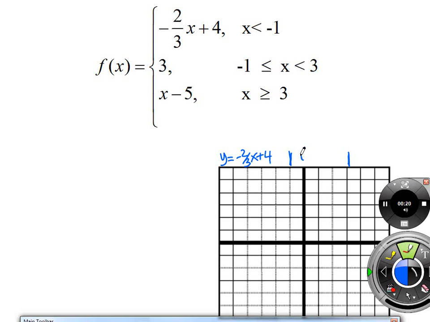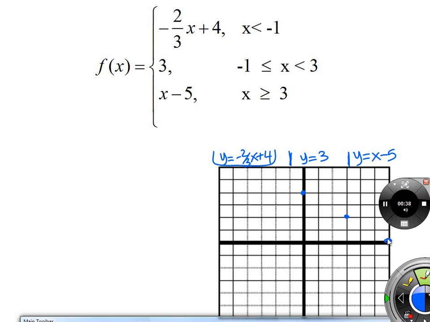In between -1 and 3, we want to graph y equals 3. And after 3, we want to graph y equals x minus 5. So I'm going to start with this first portion. It has a y-intercept of 4 and a slope of -2/3, so down 2 over 3, down 2 over 3, or up 2 over 3.